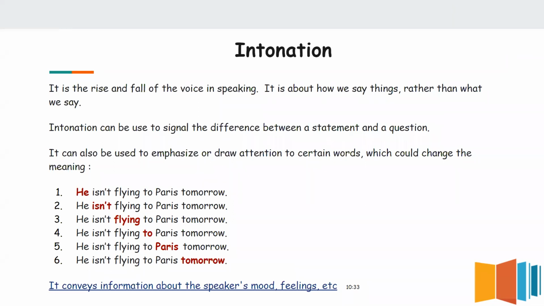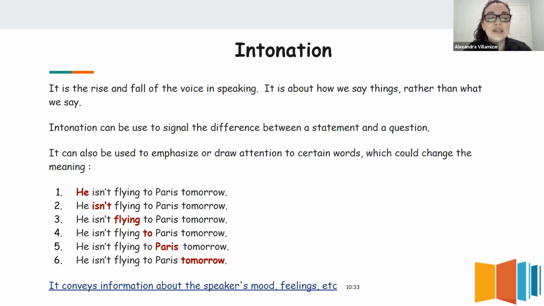I'll do it. Please, go ahead. He isn't flying to Paris tomorrow. Okay, so when you read that sentence, why is it important when you say "he isn't flying to Paris tomorrow"? What is it telling me? It's talking about the person. Okay, thank you so much.